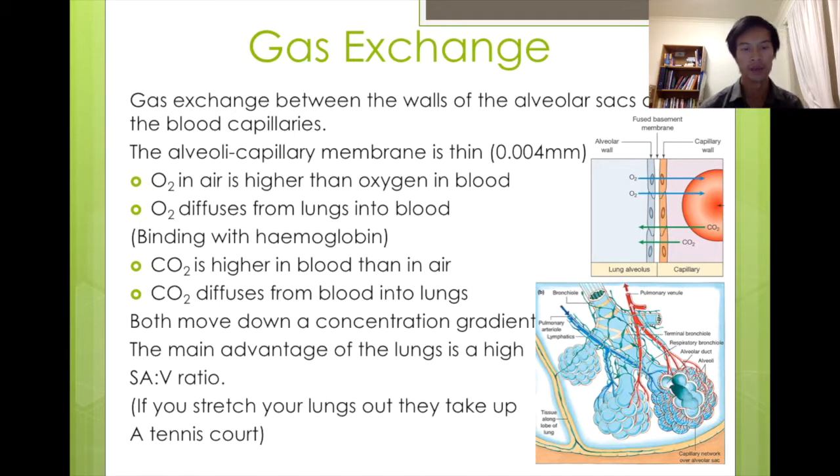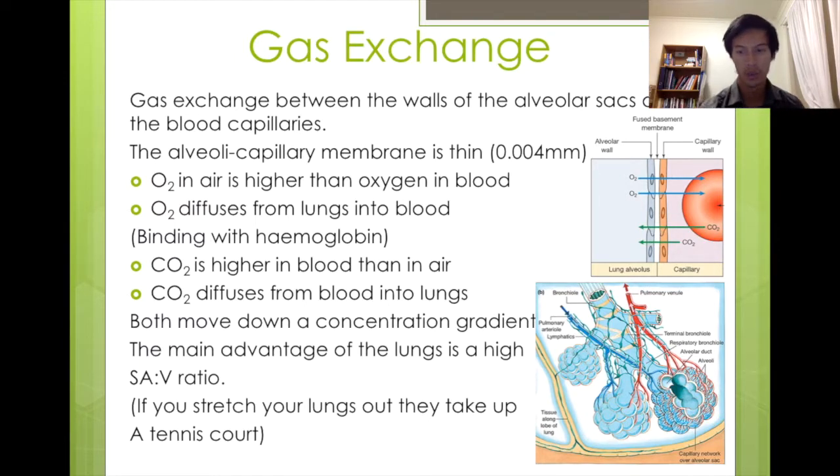Okay. If you stretch out your lungs, they will typically take up an entire tennis court. That is, if we were to take each of your air sacs and open them up and lay them flat, they would take up the size of a tennis court, which is pretty phenomenal if you think about it in terms of surface area. And so if you run the amount of air across a tennis court, that's how much air you are getting into your lungs with each breath.